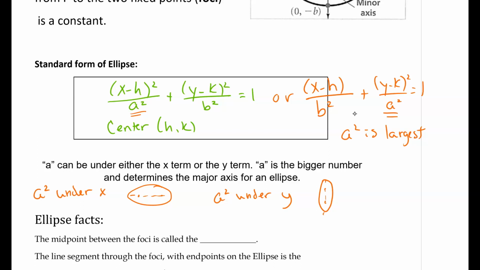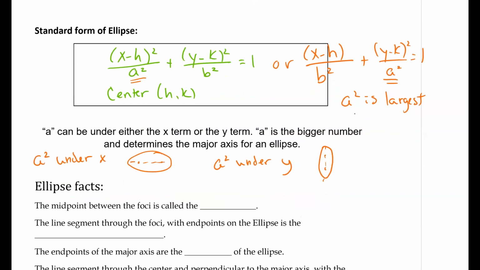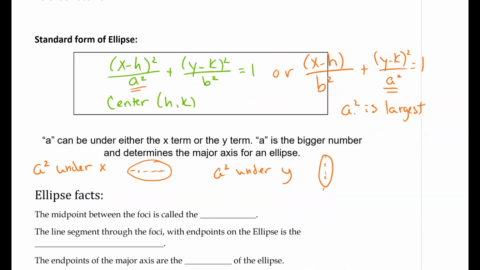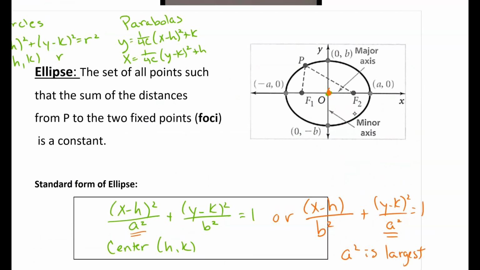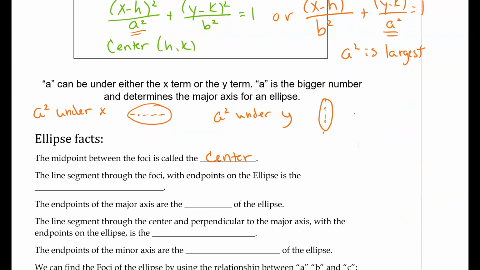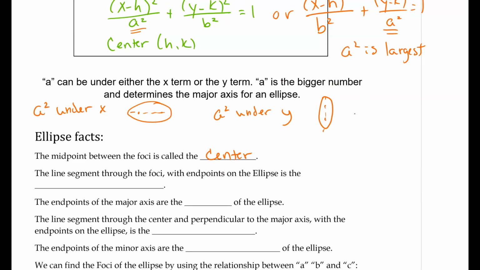All right, so there's some terms that you need to know. The midpoint between the foci, going back here, is called the center. So let me show you where that is. This is going to be your center. It's always going to be halfway, and that is always your (h, k). The line segment through the foci, so this segment we're talking about right here, with the endpoints on the ellipse, is called the major axis, okay?